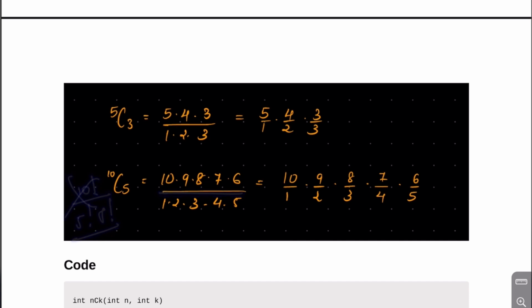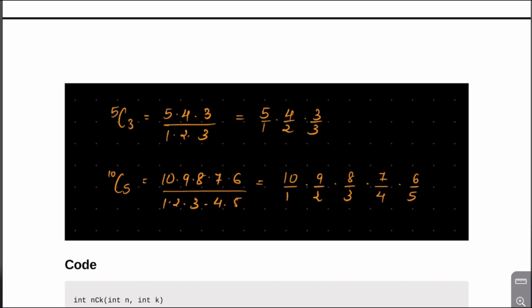I usually don't use this formula. This is 3, and then divide by 1, 2, 3. So this is how we calculate combinations. Now, is there an observation here?